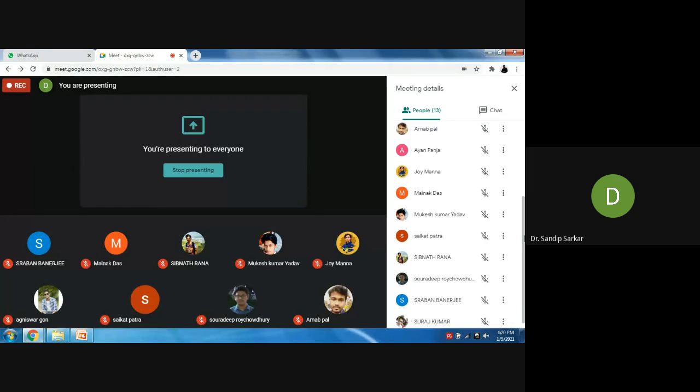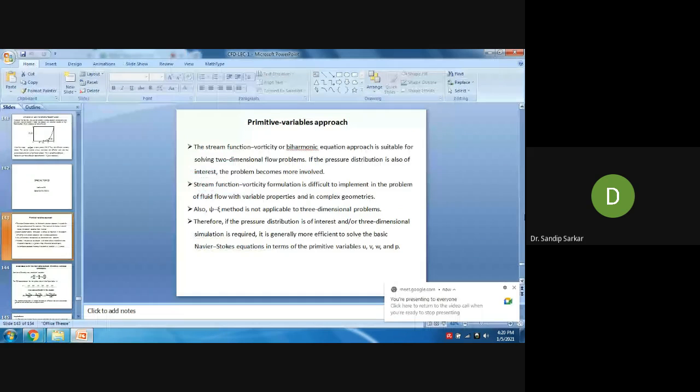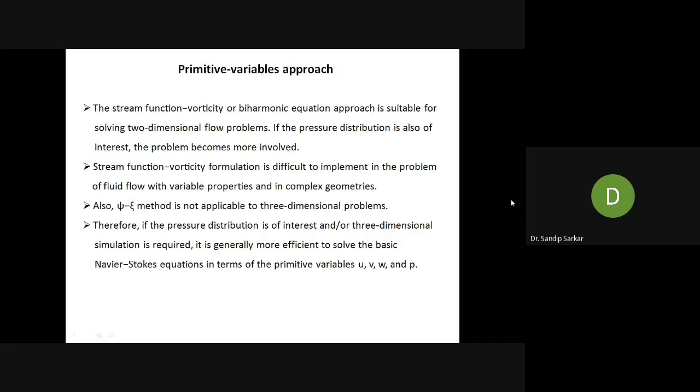There are other limitations also in the stream function vorticity method. Specification of vorticity boundary conditions is very difficult, while the stream function boundary condition is okay. It can be generated or detected from the inlet or outlet conditions. But the main problem is that we cannot solve three-dimensional problems with the stream function vorticity method.